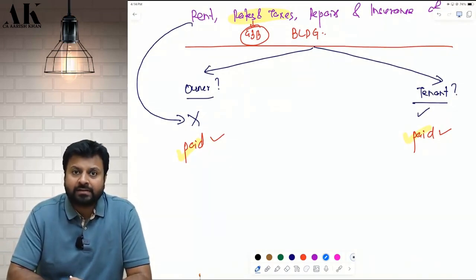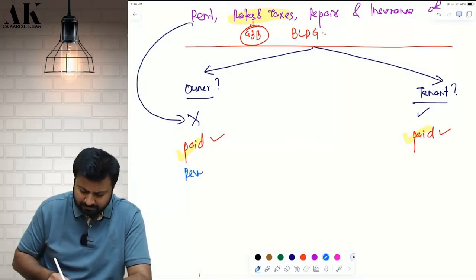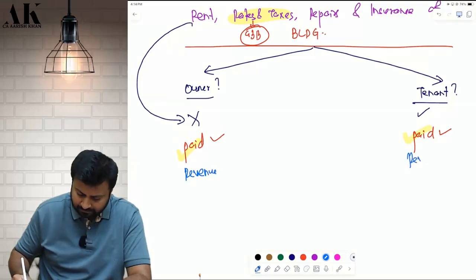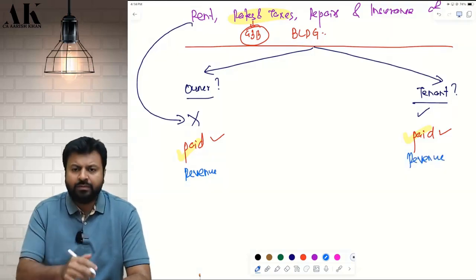Third, repairs. If you are doing any repair to the building, whether the owner is doing the repair or the tenant is doing the repair, you will get the deduction. But the repair has to be revenue repairs. Are you clear?